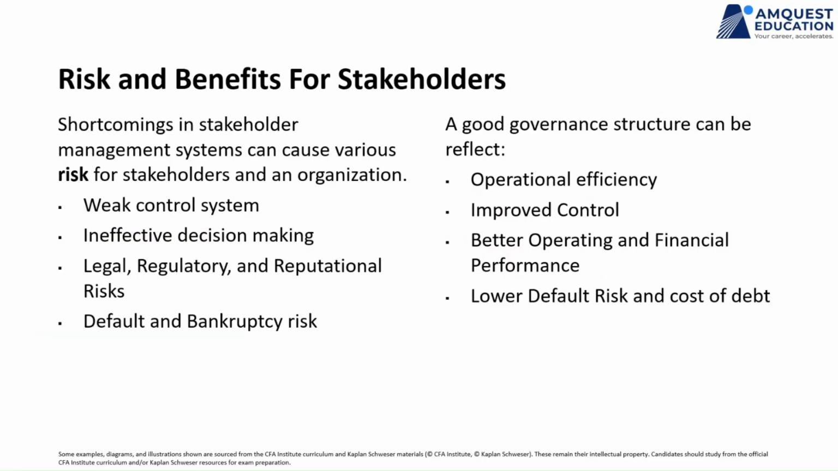Risks and benefits. Shortcomings in stakeholder management system can cause various risks for stakeholders and organization. Look, if there is a risk to the organization, it's a risk to the stakeholder. The stakeholder will not be left untouched. Like weak control systems. If your company has a very weak control system, money could be siphoned off. A lot of times we have heard this, that money was siphoned off from the business, right? Someone withdrew the money. No one knows where the money went, who paid. So weak control systems are a problem.